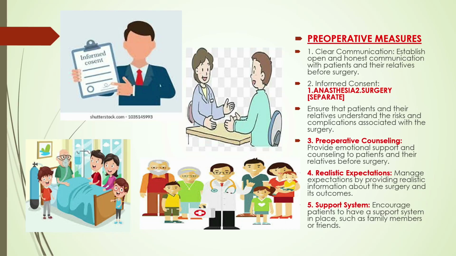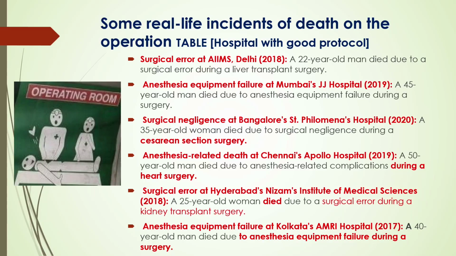So ask the patient to have his family and friends around him outside the OT, so the patient is fully supported by family during this stressful period. Even if we take all these precautions, there are chances that a real-life incident of death on table happens, even if the hospital is big, corporate, having all protocols. So there are examples that death on table can happen at any place.